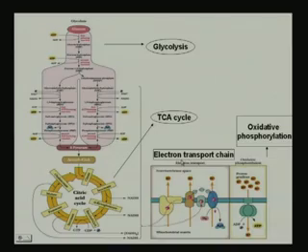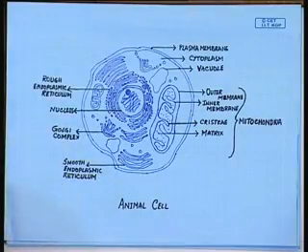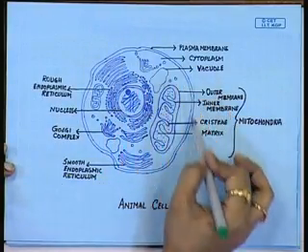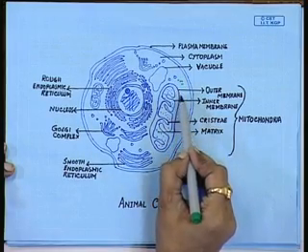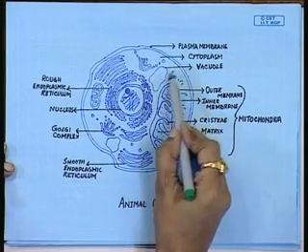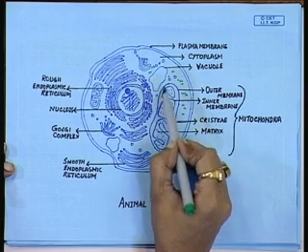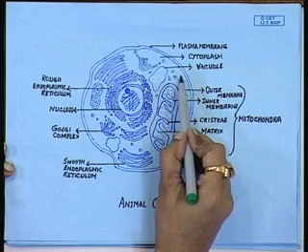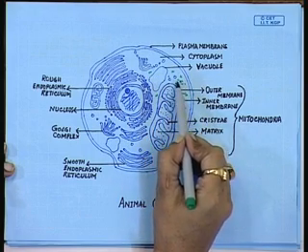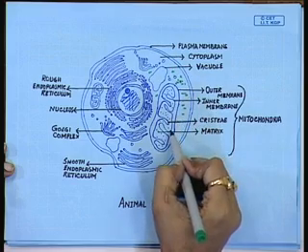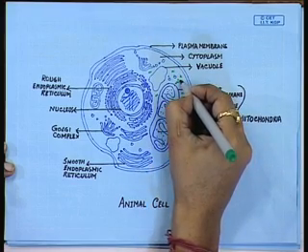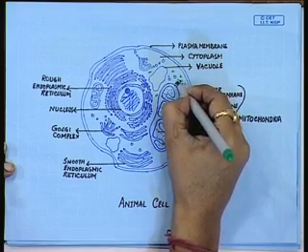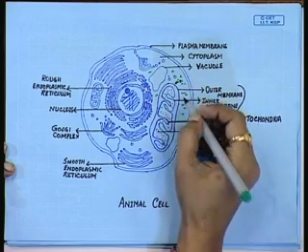Now, suppose this is the intact cell. Glycolysis is taking place in the cytoplasmic fluid of the cell. As soon as pyruvate is produced, it enters the mitochondria. This is the mitochondria of the cell. Acetyl-CoA is produced and enters this mitochondria.